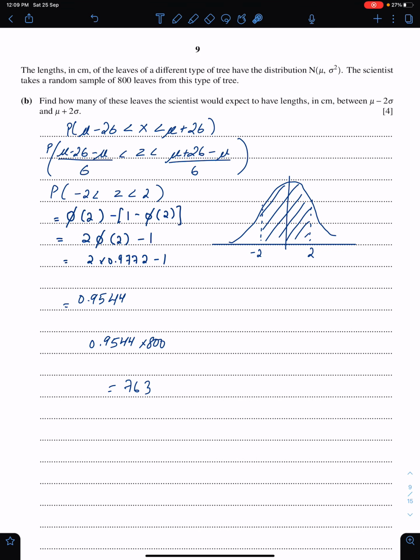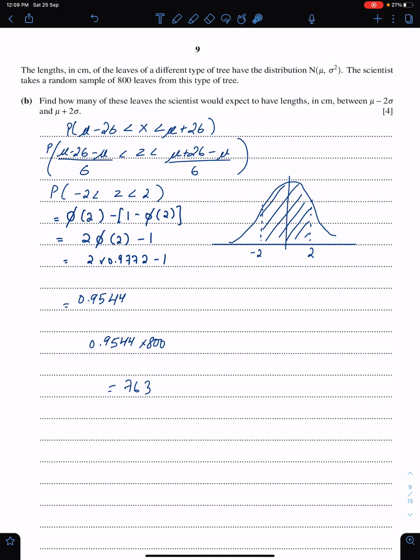Part B of this question. The lengths in centimeters of the leaves of a different type of tree have the normal distribution. The scientist takes a random sample of 800 leaves from this type of tree. Find how many of these leaves the scientist would expect to have lengths in centimeters between this and this.